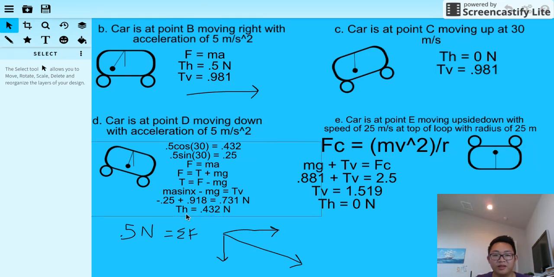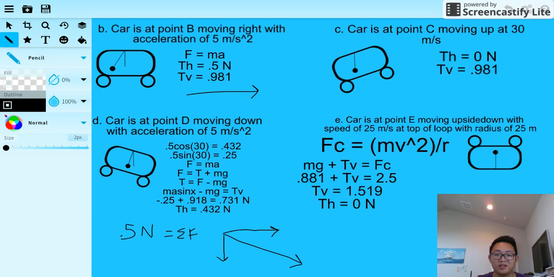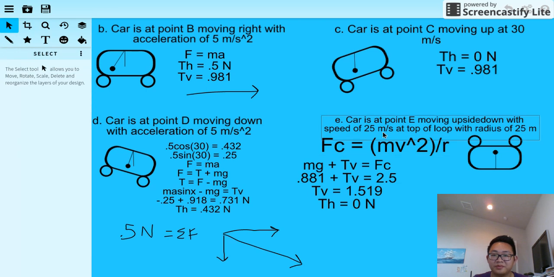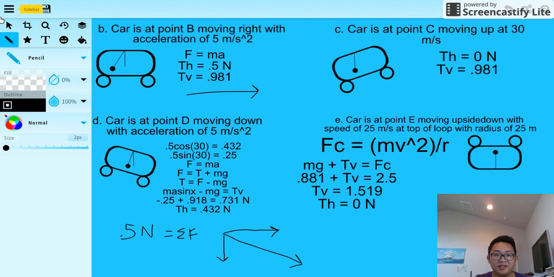If we look at tension horizontal, it's just 0.432 newtons, and that is just the horizontal force. Since that's the only force acting horizontally, the tension has to provide all of that. But in the case of vertical tension, gravity is also acting down, so that's why we have to factor in both gravity and the net force acting downwards.